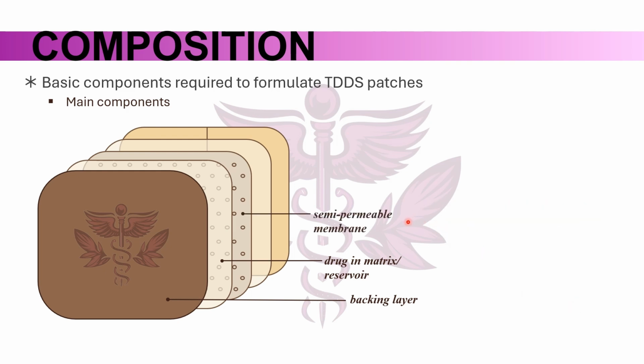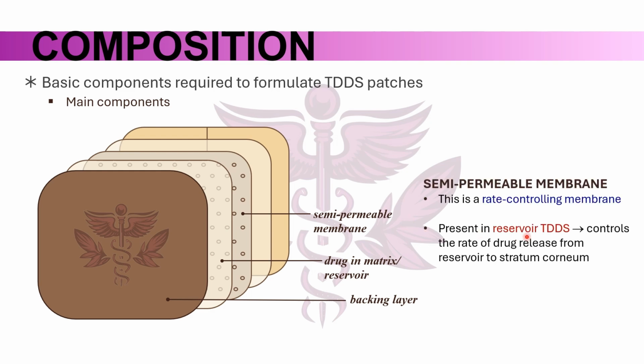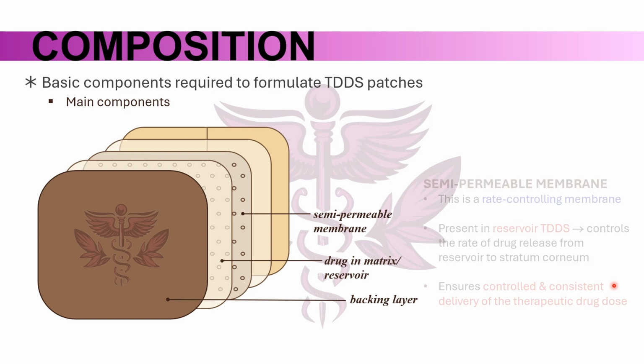The semi-permeable membrane. This is the rate-controlling membrane. It's not present in all patches. It's present in the reservoir transdermal drug delivery system, and it controls the rate of drug release from the reservoir to the stratum corneum of the skin. As such, it ensures controlled and consistent delivery of the therapeutic drug dose.